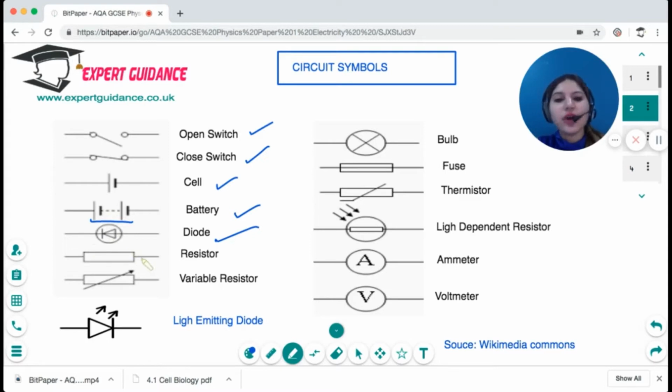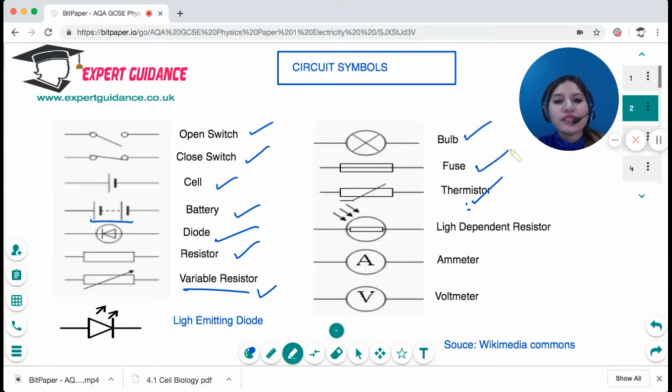Resistor is a normal block. When on the resistor you have this arrow going, that becomes a variable resistor. And when on the resistor you have something like a graph going up, that's a thermistor. Thermistor is that resistor whose resistance depends on temperature. Variable resistor is that resistor whose resistance keeps on changing. A circle and this across is a bulb.